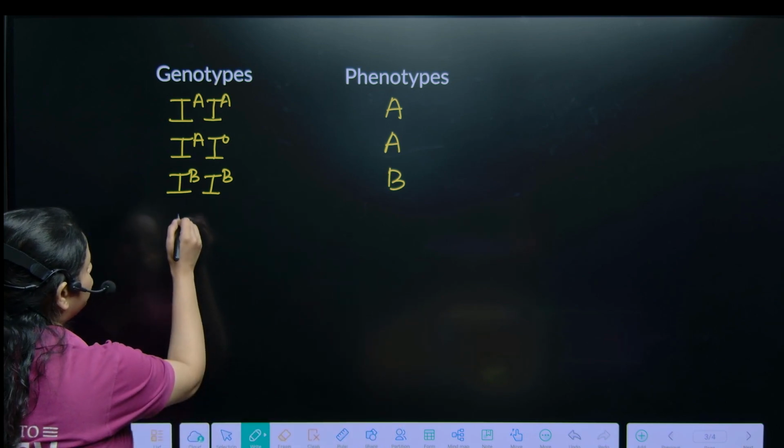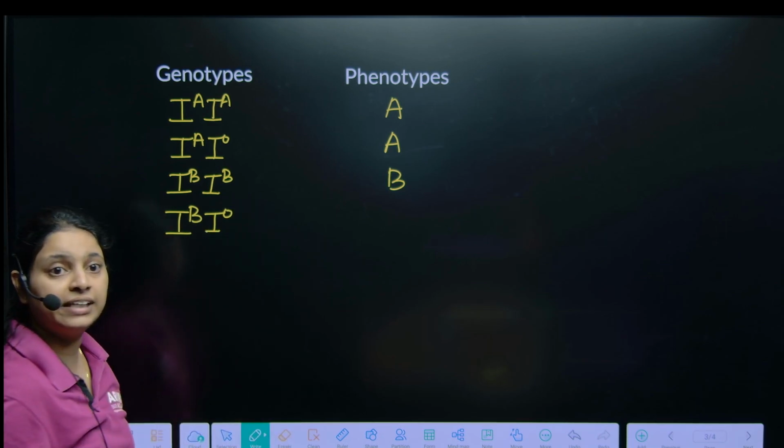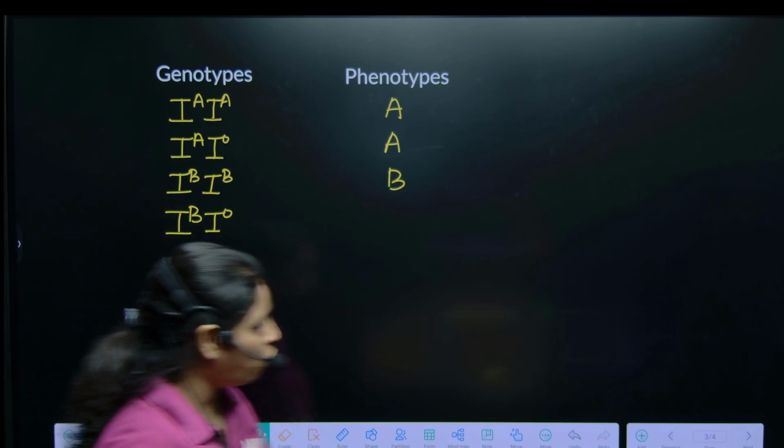Now let's take the next one. We have IBIO, right? This is a heterozygous hybrid. Again, what we have studied earlier.